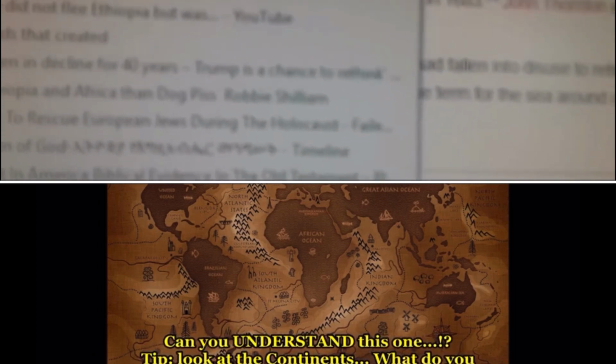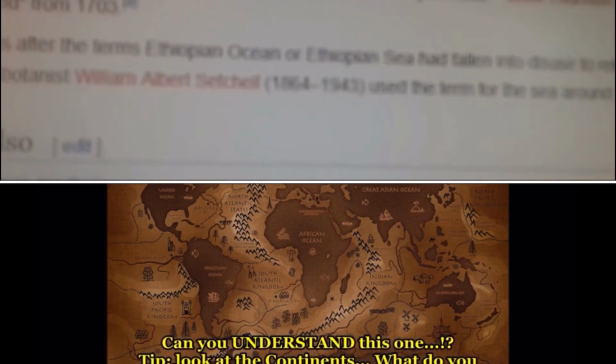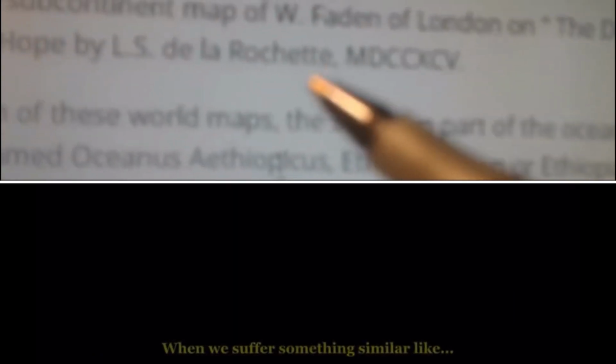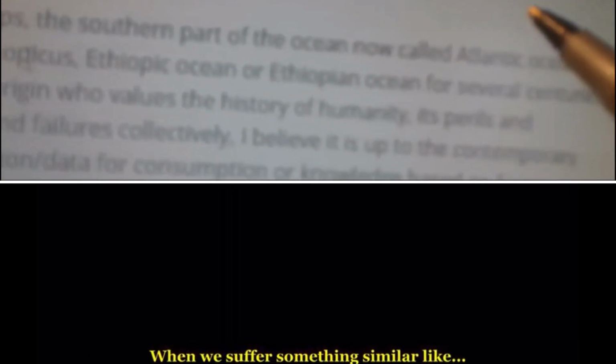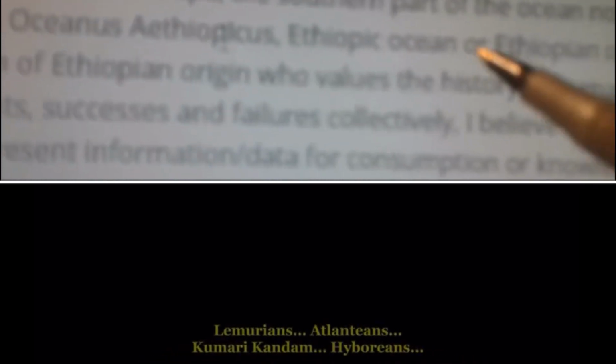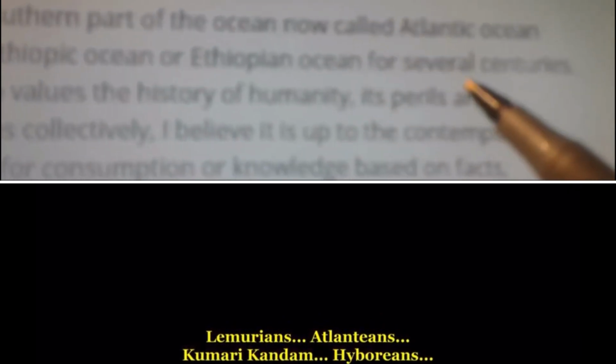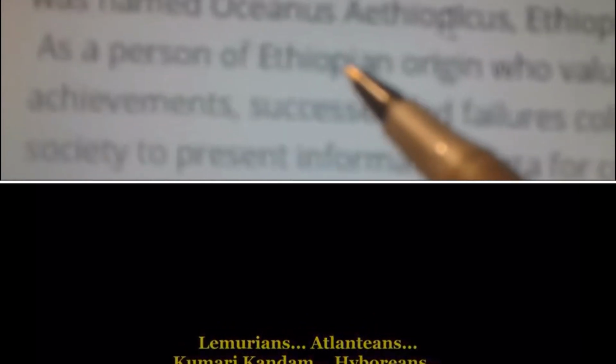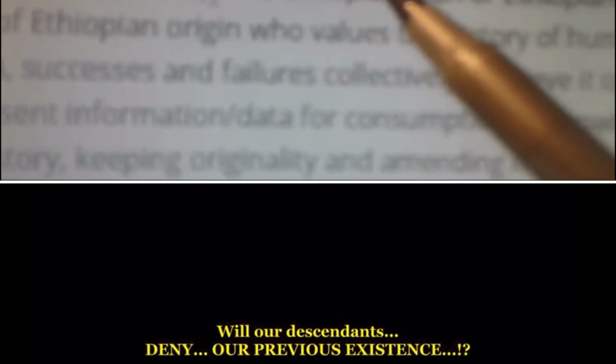Give me 1 second. It's called Restore the Name of the Ethiopian Ocean. And let's check this out. This is from the subcontinent map of McFadden of London on the Dutch colony of the Cape of Good Hope. In each of these maps, the southern part of the ocean, now called Atlantic Ocean, was named Oceanus Ethiopic Ocean or Ethiopian Ocean for several centuries.